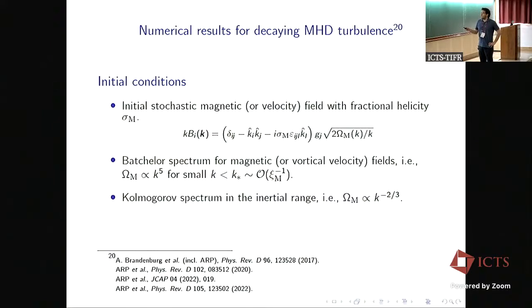And then we initialize the magnetic field spectrum, for example, following the usual Batchelor spectrum, which is obtained from causality conditions. We expect that as we go to infinite scales, this should always be proportional to k to the 5 below the inverse of the integral scale of the magnetic field. For scales below the integral scale, we initialize it following the usual Kolmogorov spectrum that we expect for this type of turbulence.